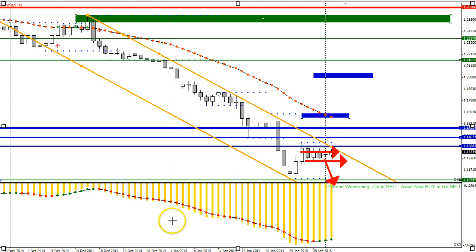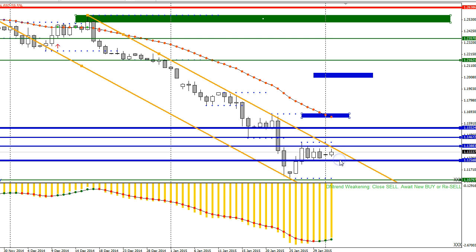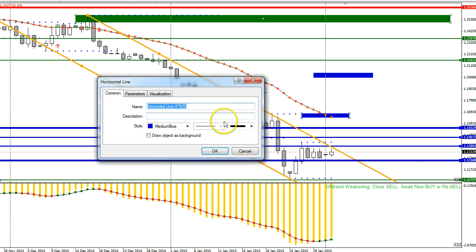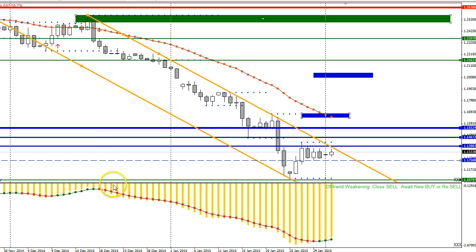So we'll see in the lower time frame what that gives us, and I'm going to draw a line to give us a little bit of an idea what we will be looking at on the daily chart, and I'll do it as a dotted line. Okay, so let's look at the lower time frame.